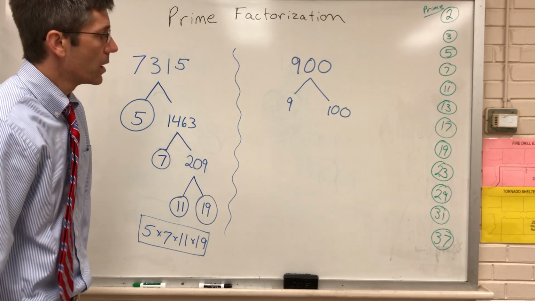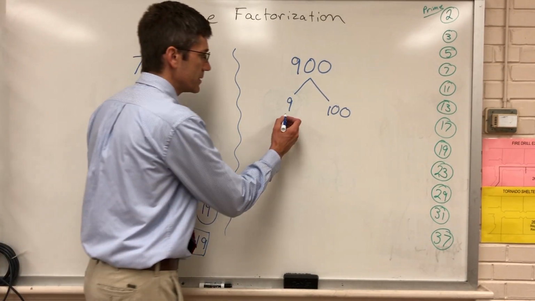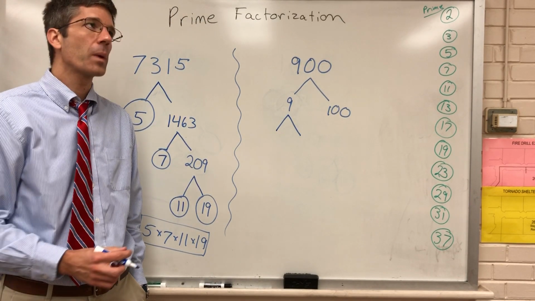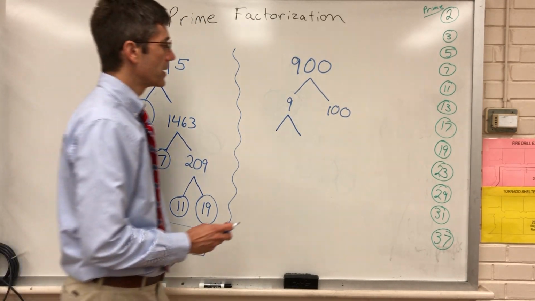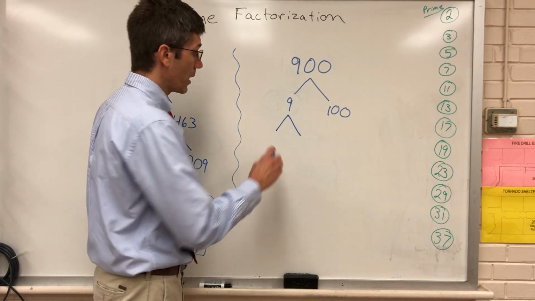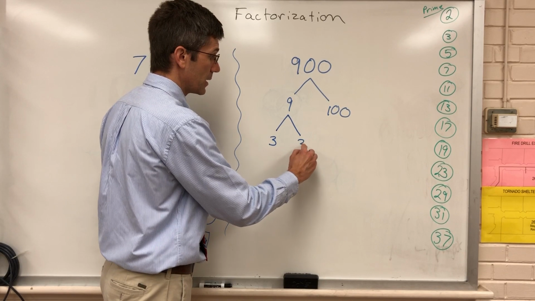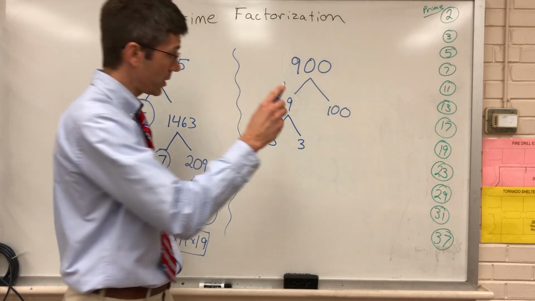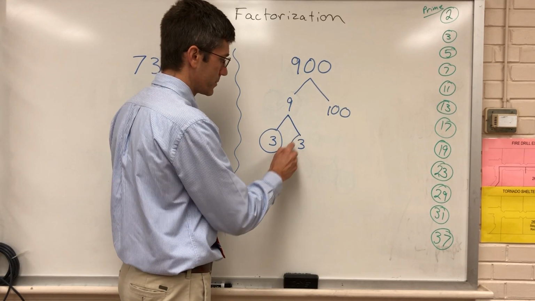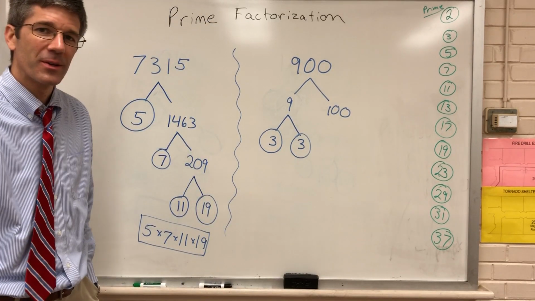All right, so let's factor 9. I need 2 numbers that multiply to give me 9. Wonder what they are. Well, let's see, 9 is 1 times 9, which gets me nowhere. It's also 3 times 3. Oh, 3 is prime. And, well, then this one must be prime also.